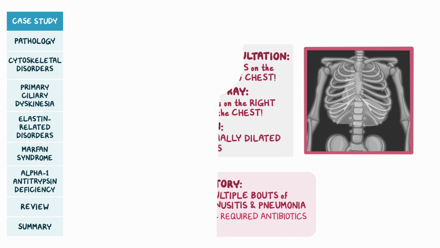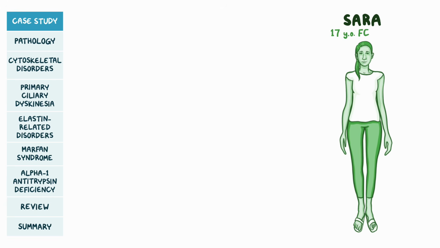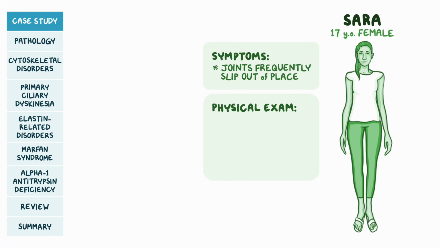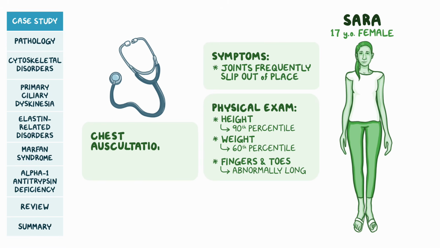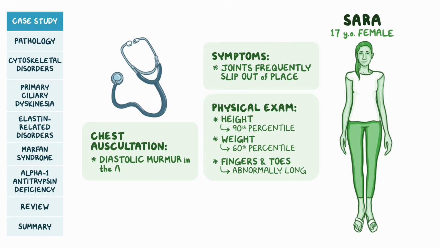Right after Thomas, you meet Sarah, a 17-year-old female who comes into the clinic complaining that her joints frequently slip out of place. On physical examination, her height is at the 90th percentile and weight at the 60th percentile for her age. In addition, you notice that her fingers and toes are abnormally long. Upon chest auscultation, you hear a diastolic murmur in the aortic area.